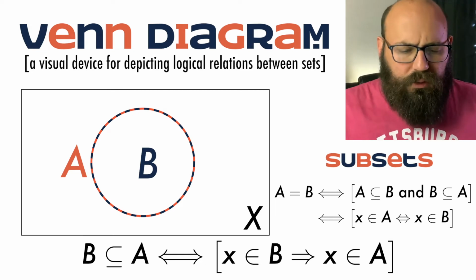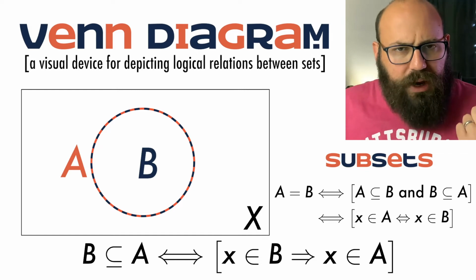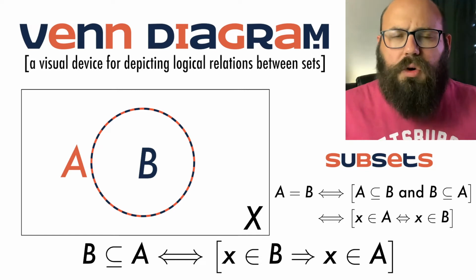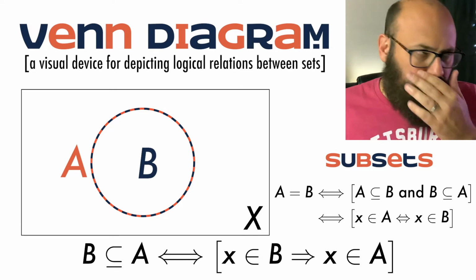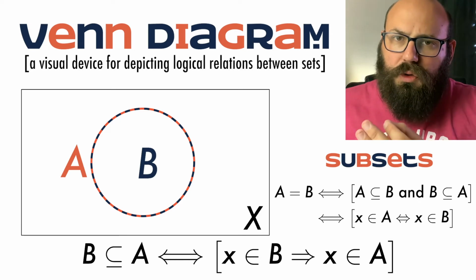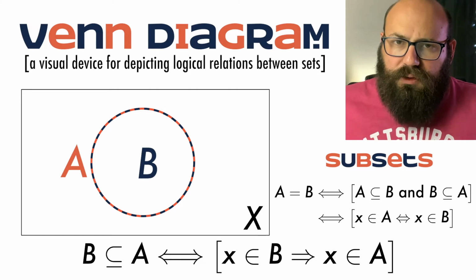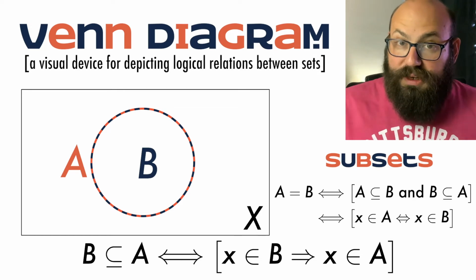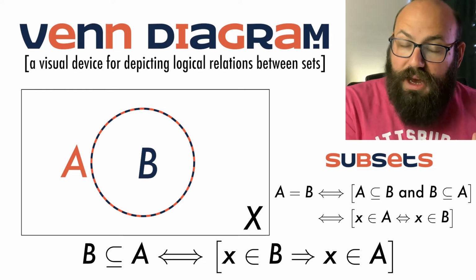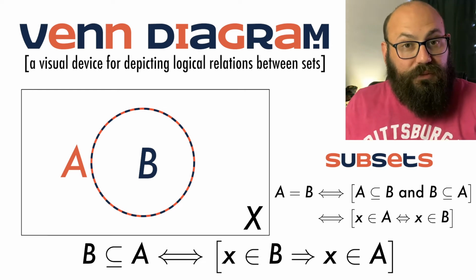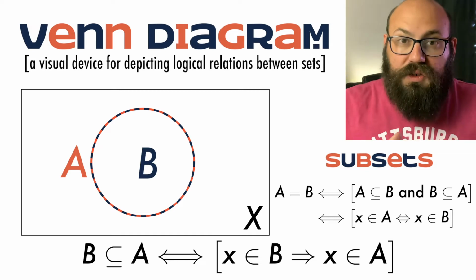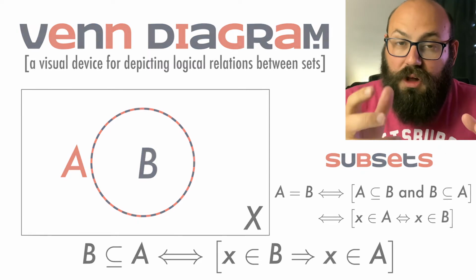So in other words, set intersections go to logical and. Set unions go to logical or. Set complements go to logical not. Subsets go to material conditional. And set equality, which is to say A is a subset of B and B is a subset of A, goes to if and only if. So now we have a nice clean relationship between the set theoretic world and the logic world.